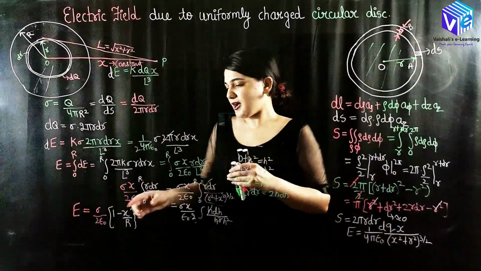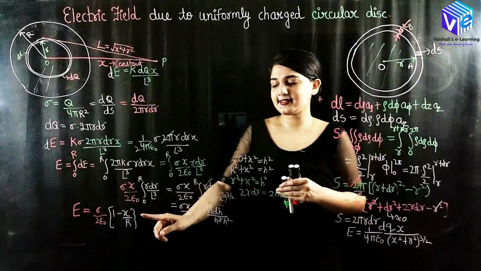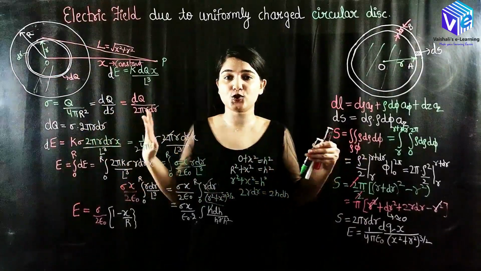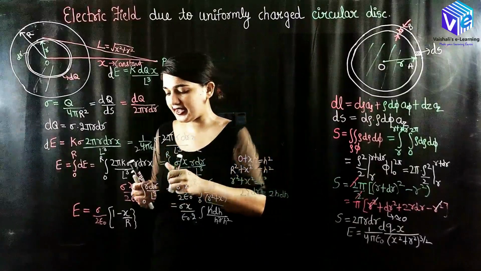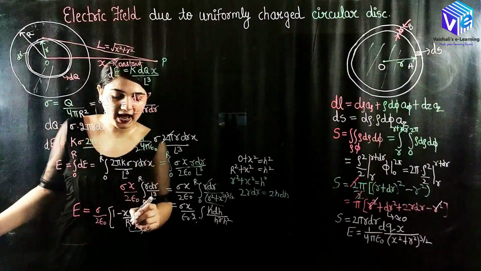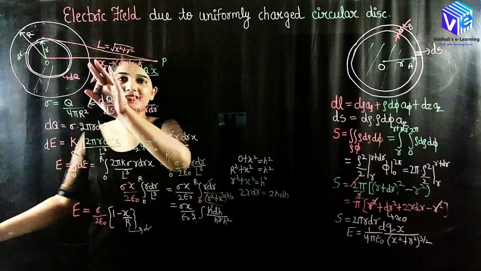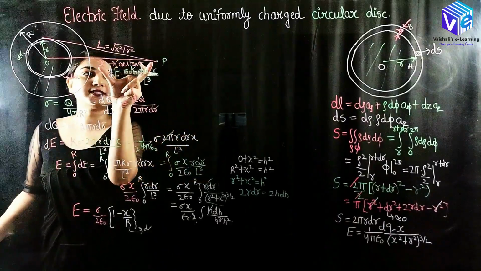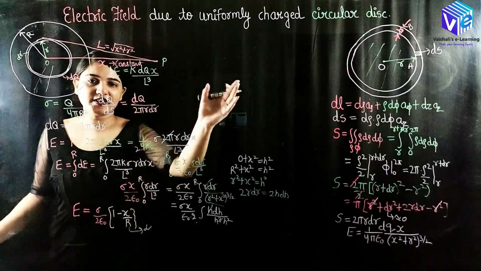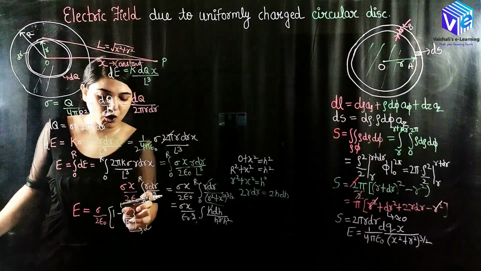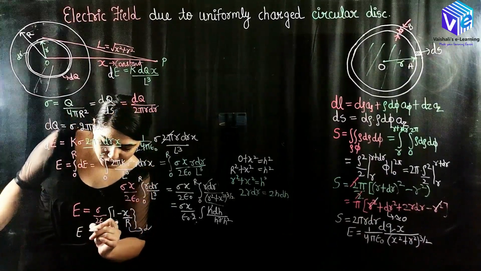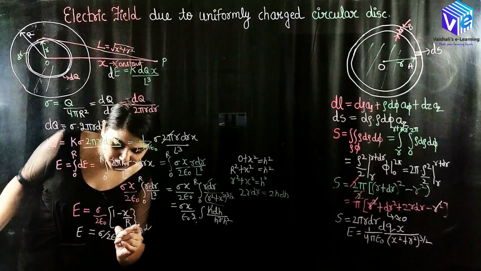So E will be equal to sigma upon 2 epsilon naught times 1 minus x upon r. Now when my disk has infinite radius, I have the infinite disk. In that case my r will be infinite. So x upon r will be 0, because x upon infinity, x is a constant. It is a constant place which is the point P. P is at a constant distance from the point O. It is not a very large distance, so here x will be a small number, r is infinite, so x upon r will be tending to 0, so E will be equal to sigma upon 2 epsilon naught.